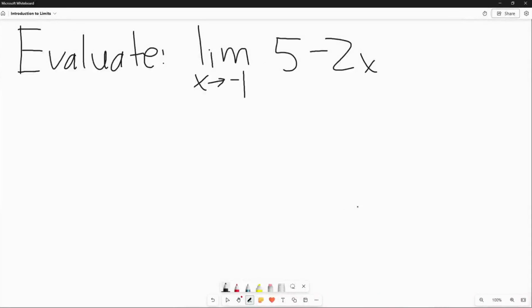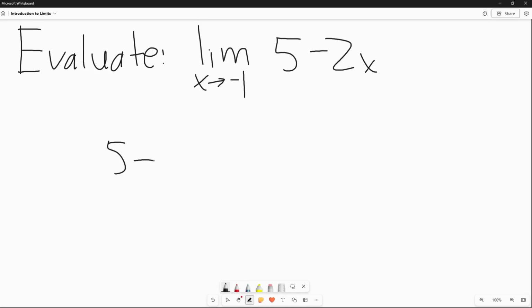Now, let's get into some practice problems. If you think you know how to do this one, then pause the video and try it. This problem asks to evaluate the limit of 5 minus 2x as x approaches -1. And just by thinking of it, there's no real reason where substitution would not work. So let's just substitute -1 for x in this function.